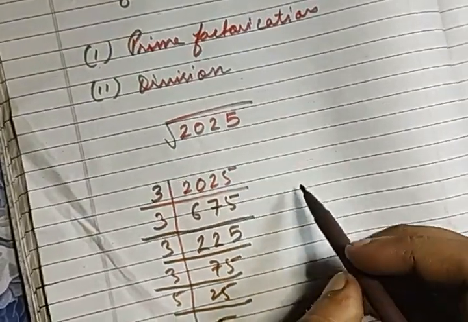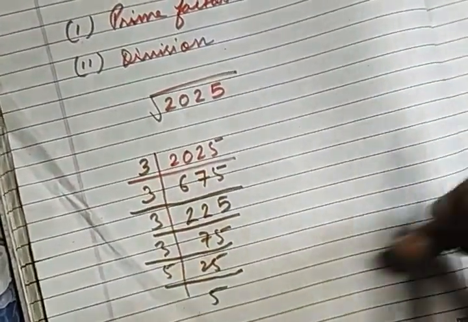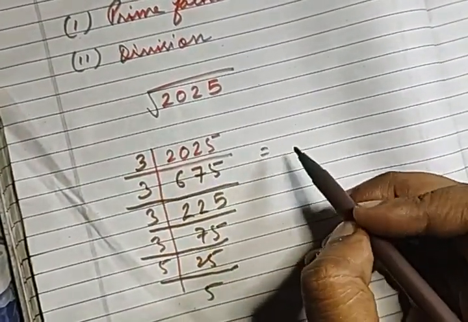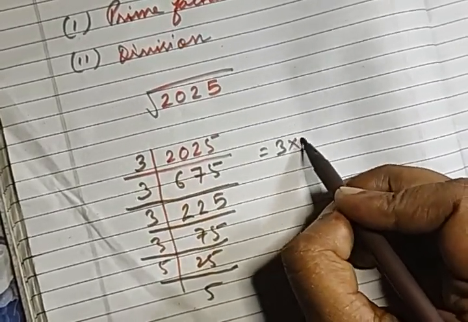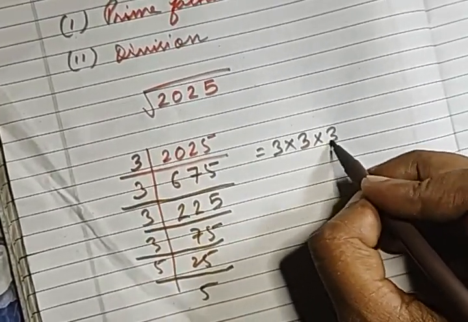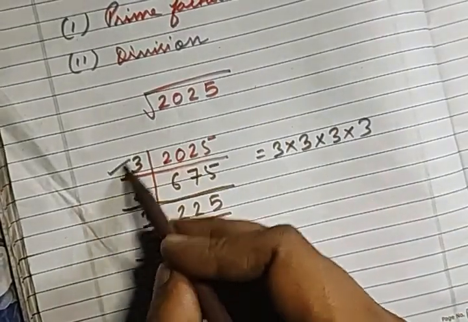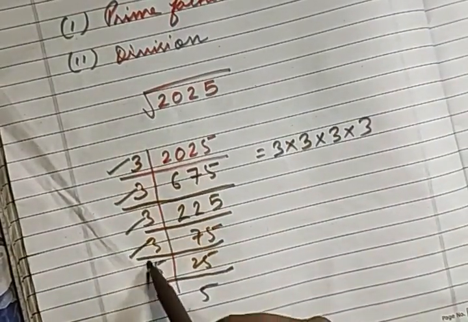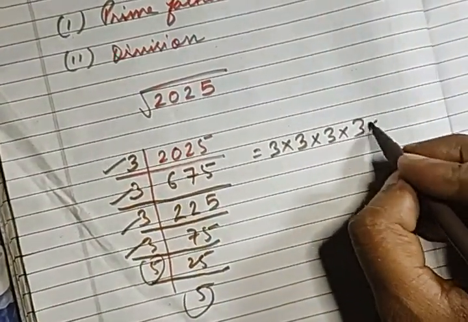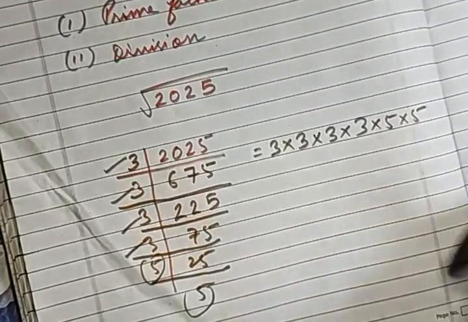So ultimately what things are we getting? The numbers that we are getting are 3 into 3 into 3 into 3. 4 3s are there, 1 2 3 4, and 2 5s are there. So 2 5s we will write like this.